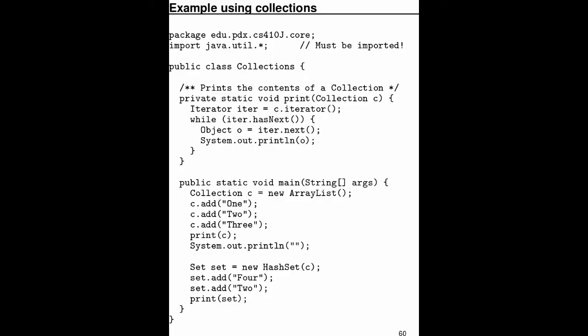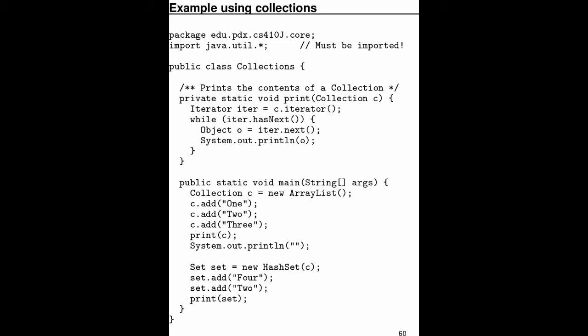Okay, let's see some of these classes in action. So here is a program that creates a couple of collection instances and then prints them out. Let's start with our main method, and then we'll take a look at the print method second. So we create a new array list, and we assign it to this variable c of type collection, which, let's see here, why is that legal? That's legal because an array list implements the list interface and the list interface subclasses the collection interface, so a list is a collection, therefore an array list is a collection.